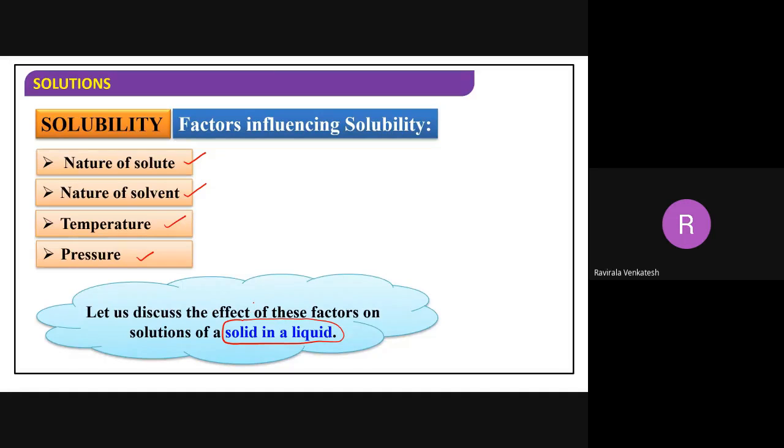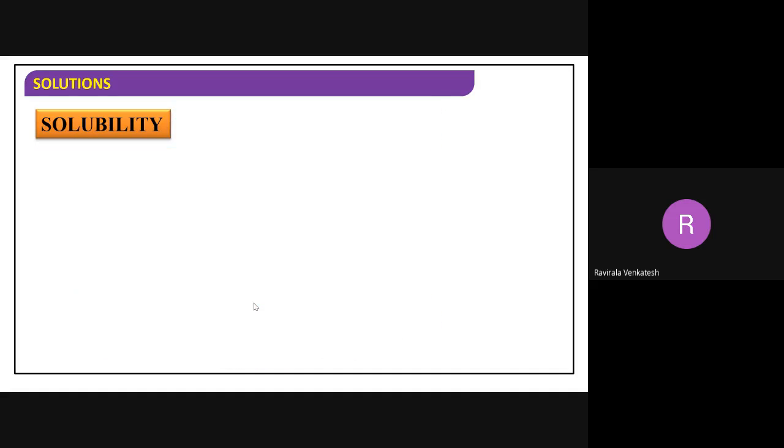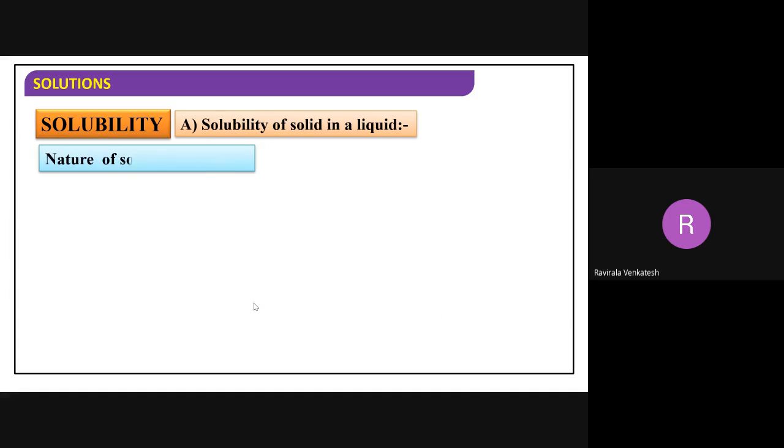That means you are adding some salt to a liquid, water. What will be the factors affecting it? So, solubility of a solid in a liquid: you are adding a salt to water. Just imagine this is water and this one is a salt. In this case, what is the effect? We see first the nature of the solute and the nature of the solvent.